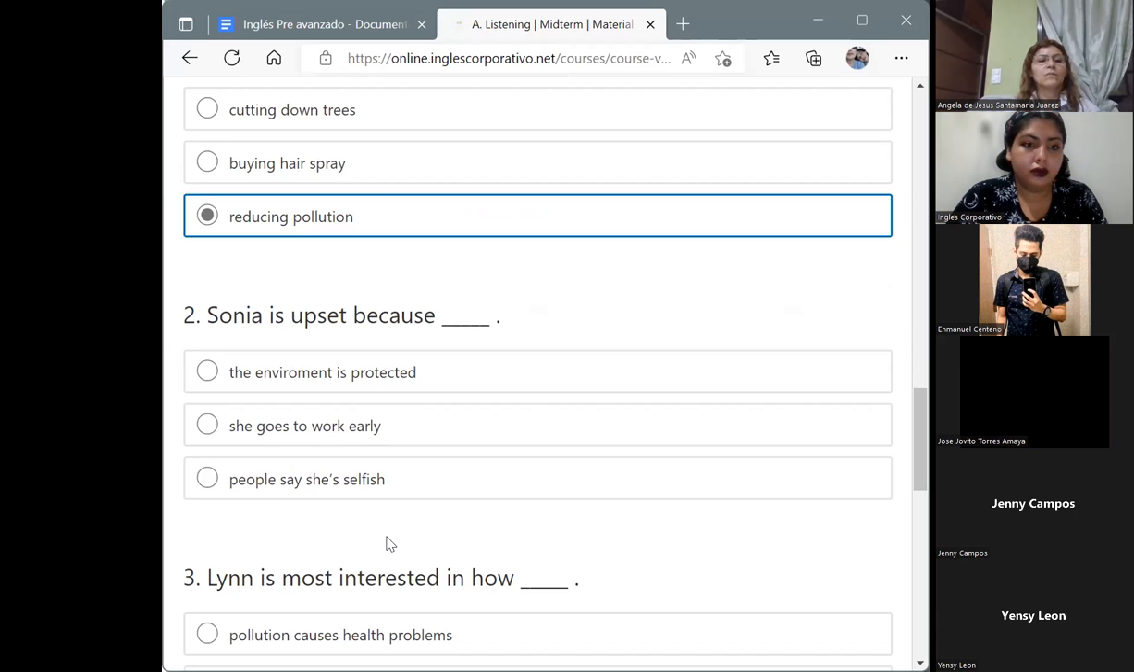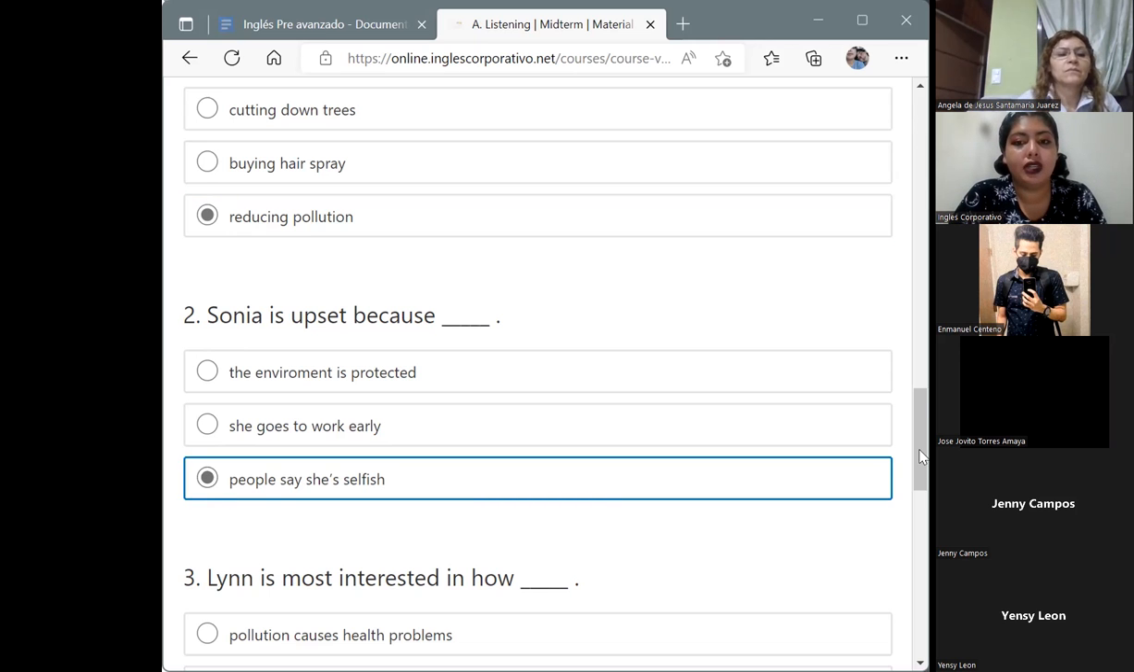Why is she upset? She goes to work early? No. What were people saying about the ones that have a car? In this case, they were talking about how people say she is selfish. So in that case, she is angry for that reason.